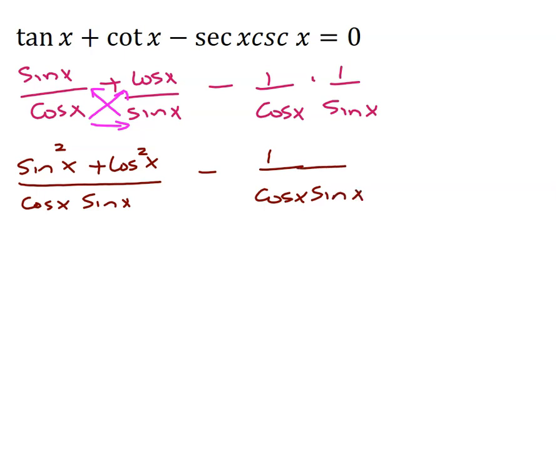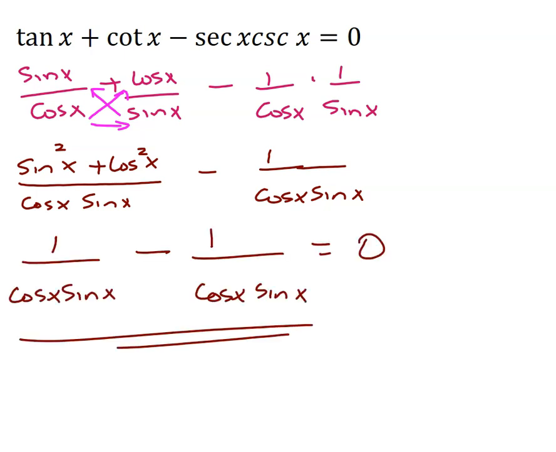Okay, so sine squared x plus cosine squared x, that is going to give us 1 over cosine x sine x minus 1 over cosine x sine x. This is going to be equal to 0. So this is going to be how to prove it.